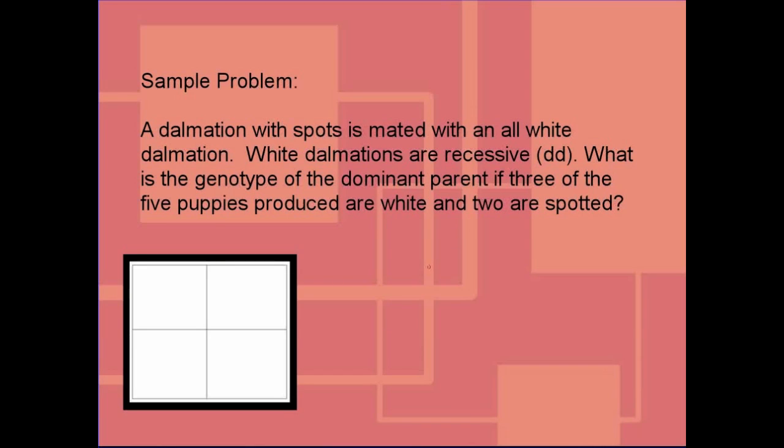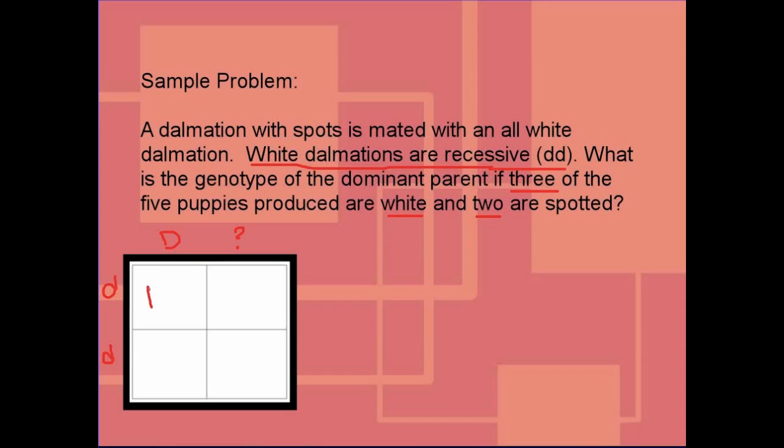Pause the video and try this sample problem. We will always cross a dominant with a recessive. So in this case, a white Dalmatian is recessive and therefore little d. We know that the other parent is dominant, but we don't know what the second allele is going to be. It tells us that 3 of the 5 puppies came out white and 2 are spotted.